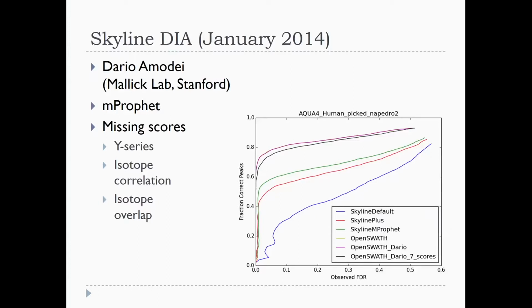What did we think? Well, we implemented mProfit, and we knew that we hadn't implemented some scores in OpenSWATH. So this is DIA data. This is the OpenSWATH gold standard data set for human, and we knew that we hadn't implemented the Y-series, the isotope correlation, or the isotope overlap scores, because those would require some extra infrastructure, and I wanted to see that they were worth it. So what's your hypothesis at this point, looking at this plot? How is Skyline doing compared to OpenSWATH?